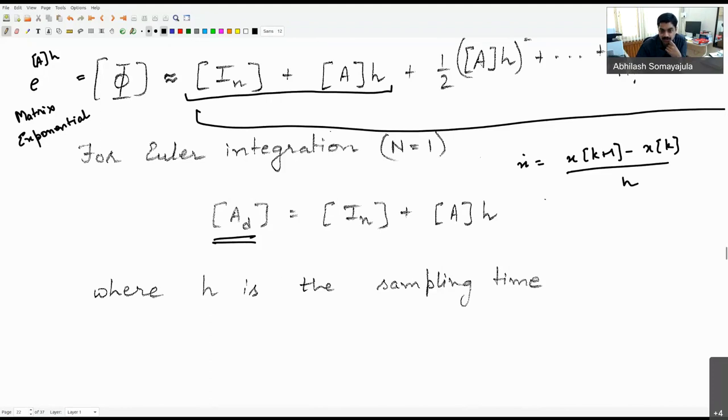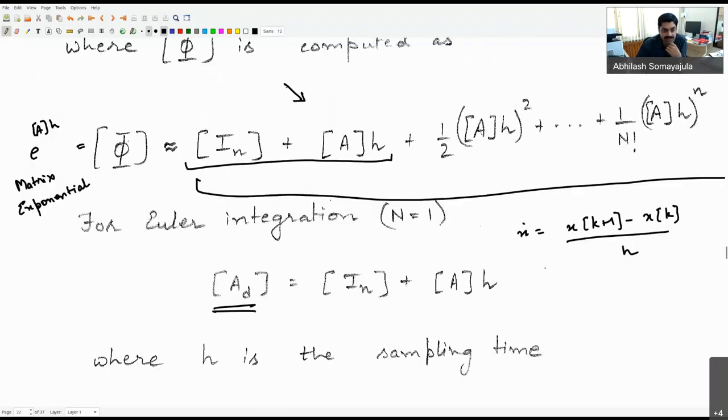Okay, but the more correct version is to include this value of phi as my AD. But for practical purposes, many times you will see that we try to approximate this matrix equation and only consider the first two terms or the first three terms in order to get the value of this discretized A matrix.